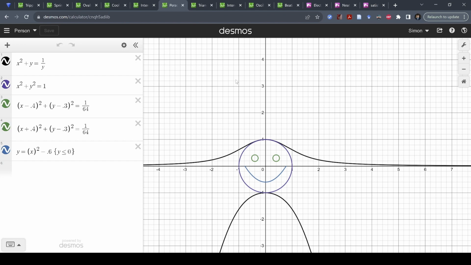This one is literally just a person. I originally graphed this equation and found that it looked like it could be hair and a body. So then I added in a circle and a couple other circles, and then I added in a parabola, and you got a person. Happy little smiling gal or guy.